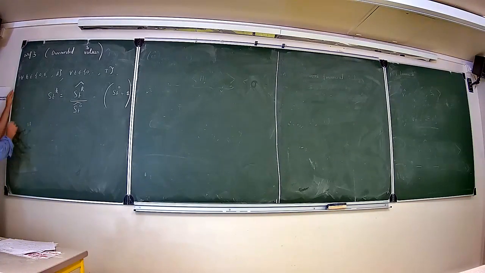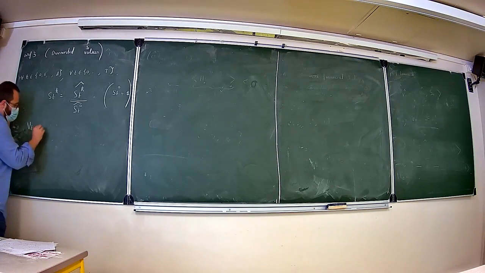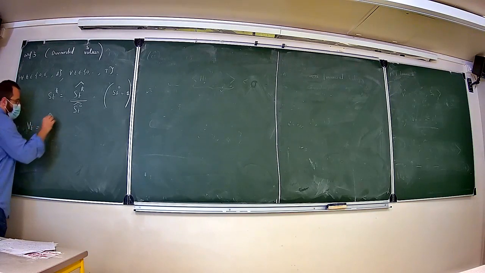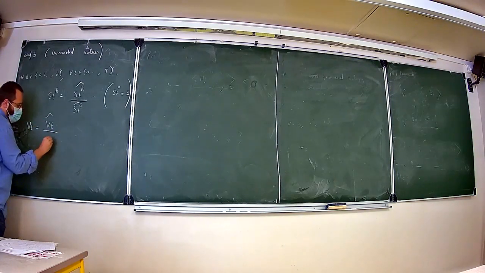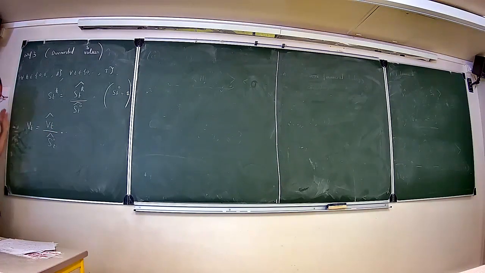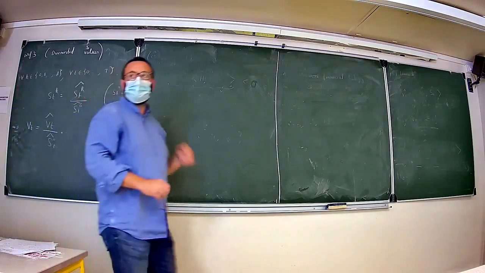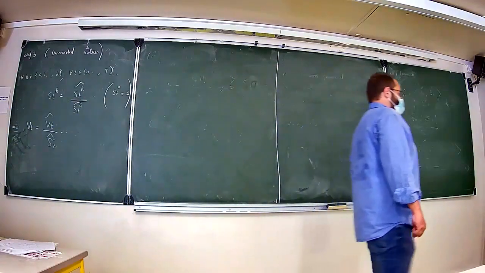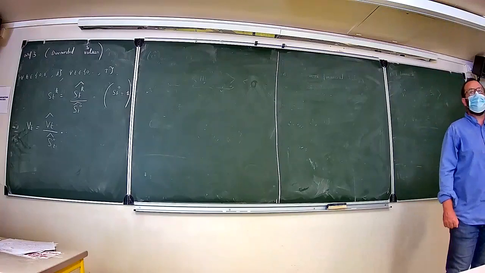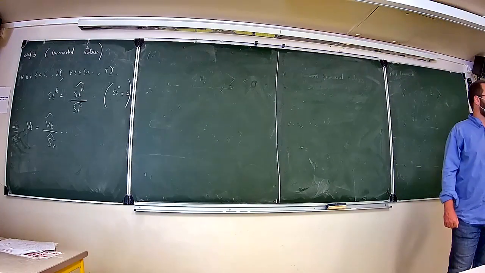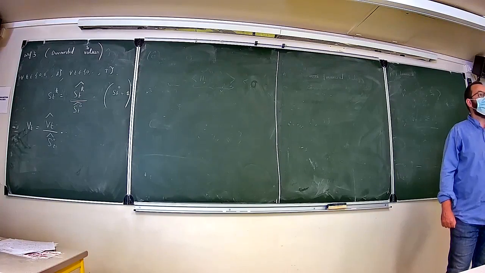So I introduce this one, and also V_t, the discounted value of a portfolio at time t, will be just the value at time t divided by S_t^0. So instead of expressing my value in dollars or euros, once again I express everything in terms of quantities of non-risky assets.